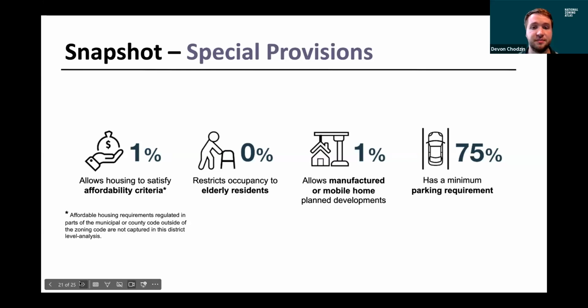You can see here that some but not much land allows for housing to satisfy affordability criteria. Some permit mobile home plan developments, and 75% of land has a minimum parking requirement.